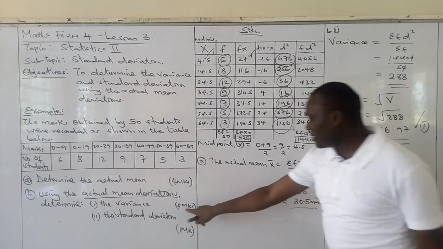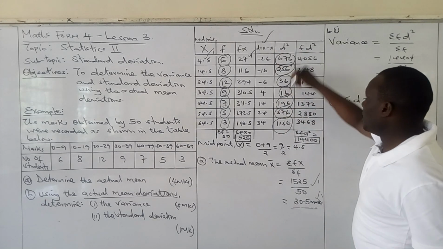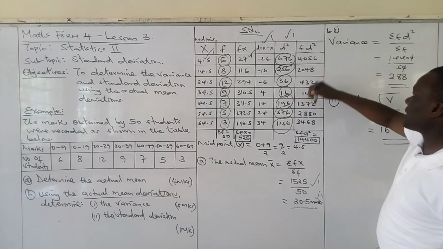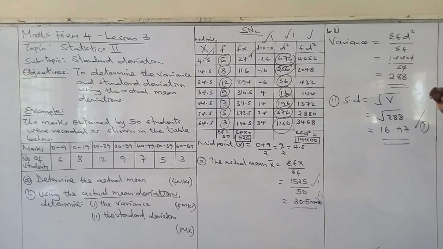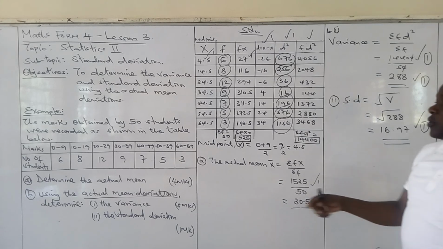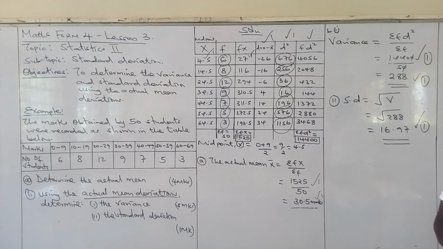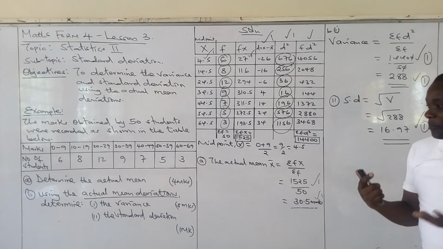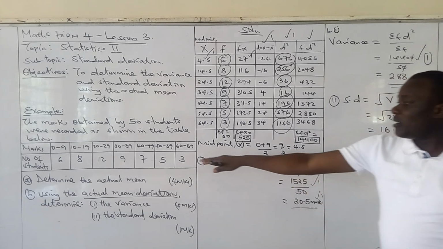So how do we award these 5 marks for the variance? 1 mark is for obtaining values of d, another one is for obtaining d squares, then another one is for obtaining fd squared. Then another mark is for coming up with the variance. Then finally, it is for the answer. So I've gone step by step showing you how you use actual mean deviations to obtain variance and the standard deviation. Next, I will be looking at how to find deciles and quartiles from grouped data.